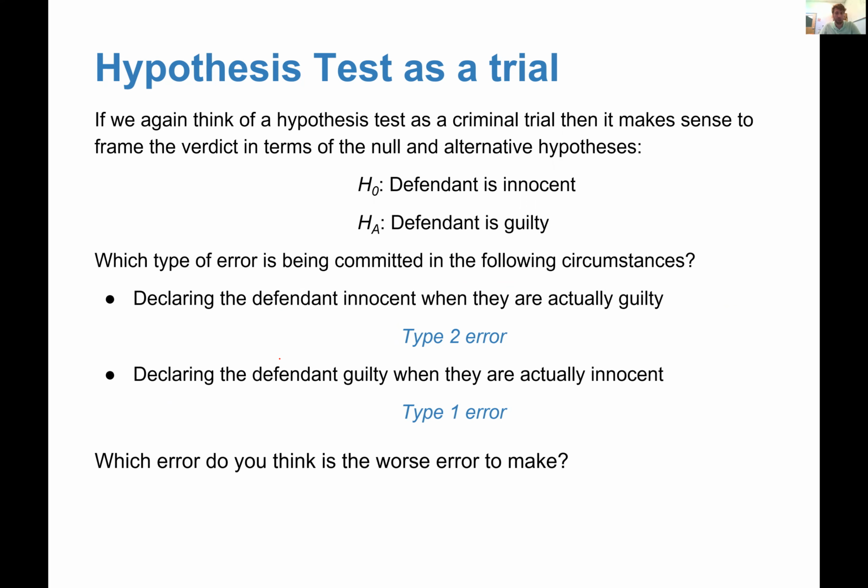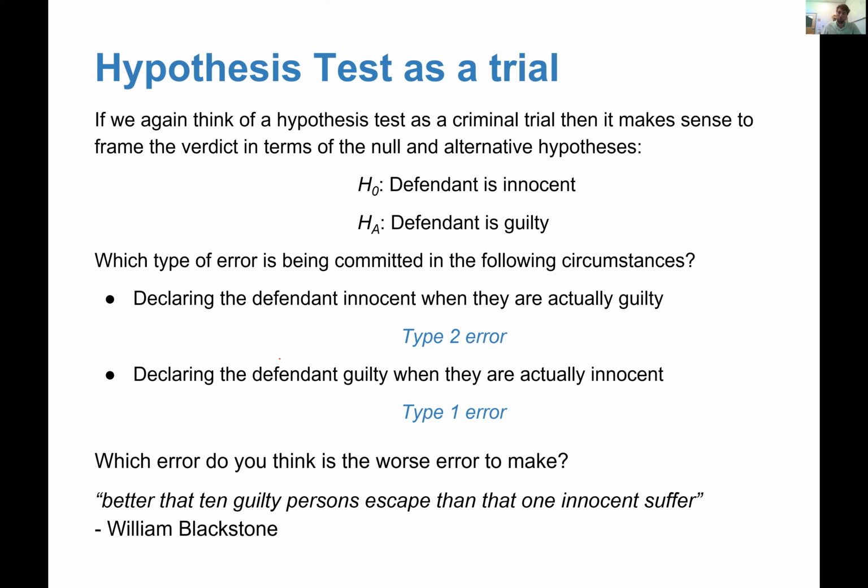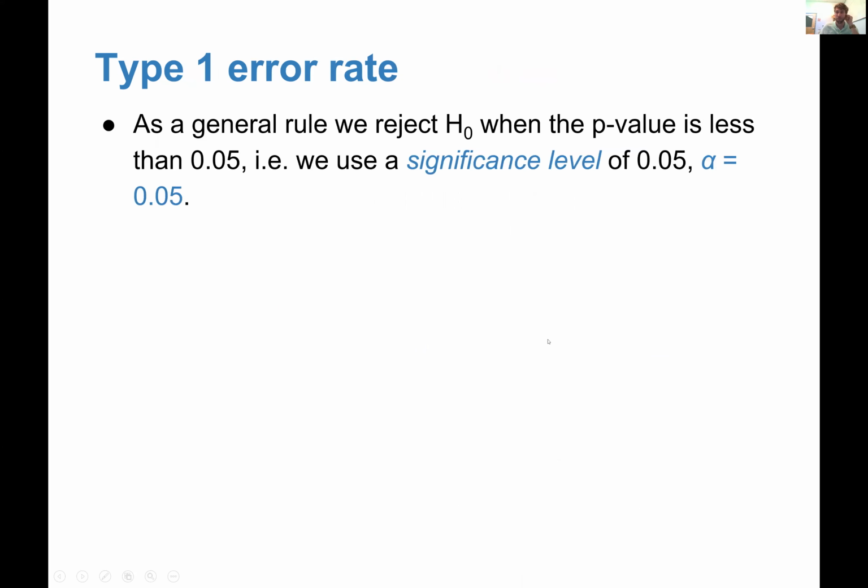And I'm going to quote someone named William Blackstone. I'm going to move myself up here. Better that 10 guilty persons escape than 1 innocent suffer. And so Blackstone, I mean, he got quoted a lot in the Federalist Papers and Constitution stuff. So yeah, good person. All right.